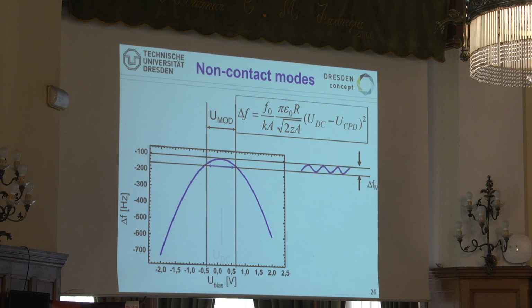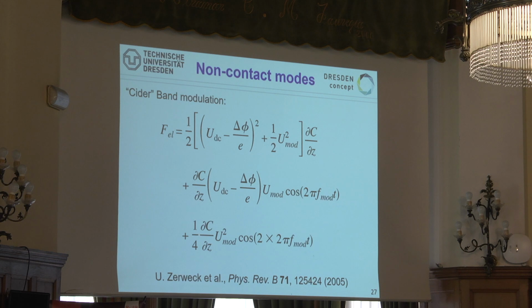Now you see also, if you take a large modulation voltage, let's say down here, you're not so accurately finding the apex of your parabola. The smaller U_mod is, the better you can actually approach the apex of your parabola. And that's a reason why you should not apply too high voltages. There are other reasons, I will show you. So let's do the math for that.